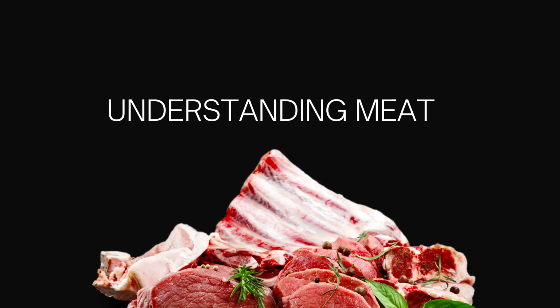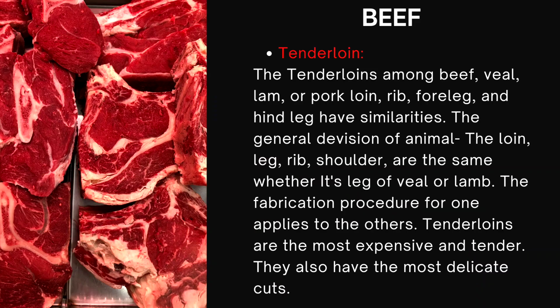So, the next one is understanding meat. The first one is beef. So under this is tenderloin. The tenderloins among beef, veal, lamb, or pork loin, rib, foreleg, and hind leg have similarities.